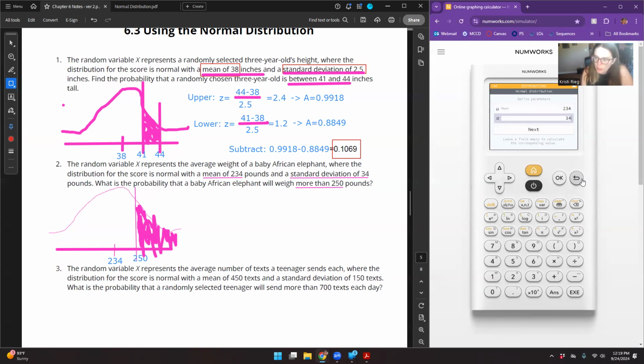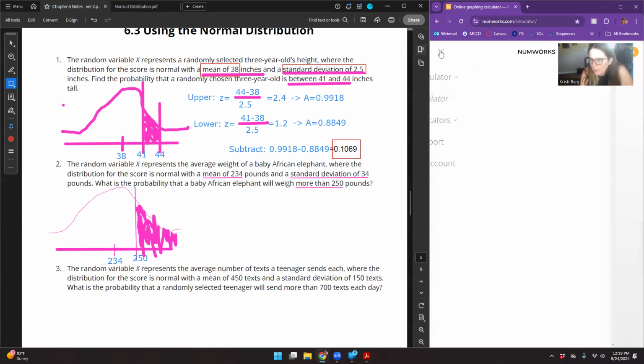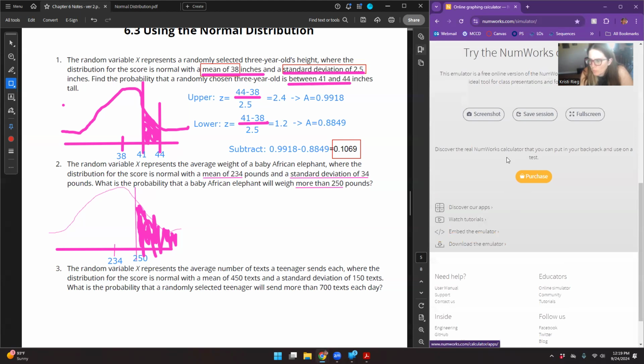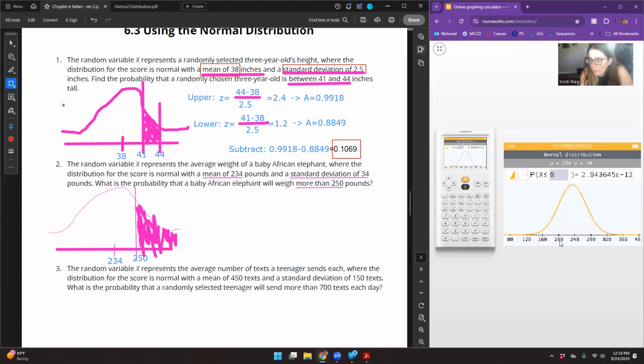The sigma is 34, and this picture in this corner, I guess I want to make it big again. I think I can make it big over here. Full screen. Ooh, that made it worse.